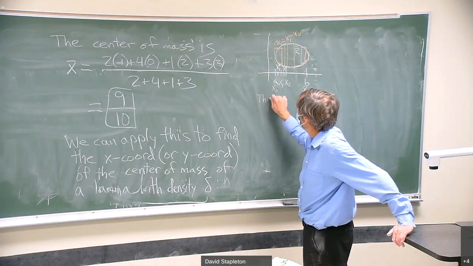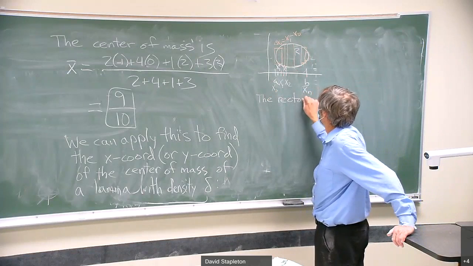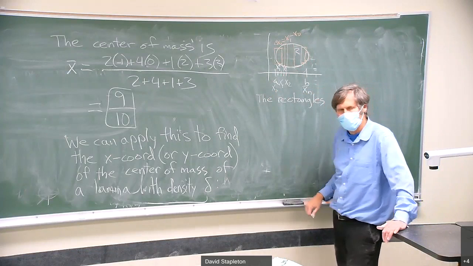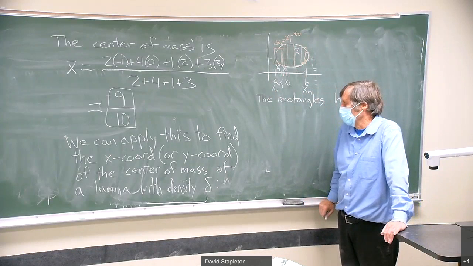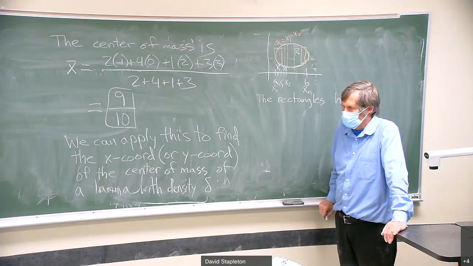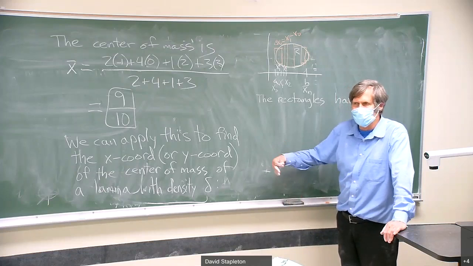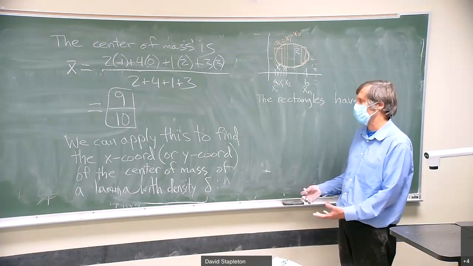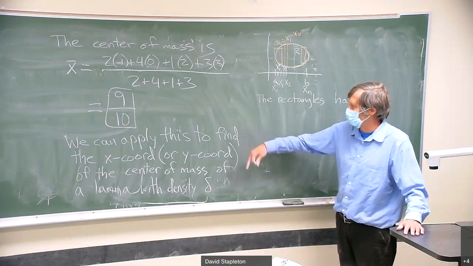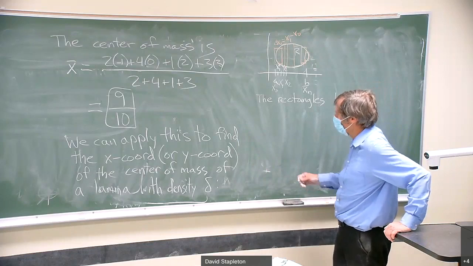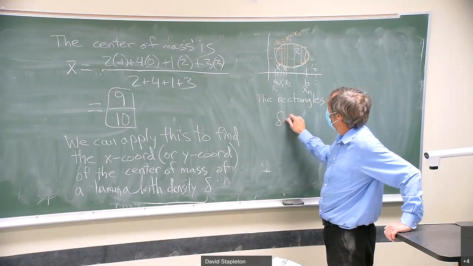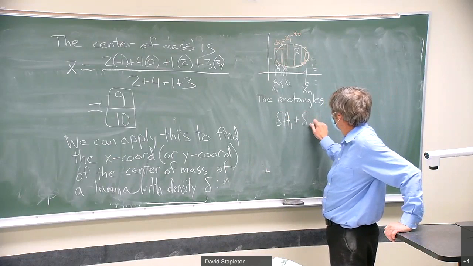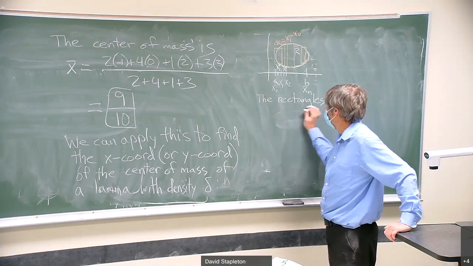The rectangles have, well, what's their mass? This is what a density function does. If you have something of uniform density, you just take the density times the area, and it gives you the mass for 2 dimensions. And in 3 dimensions, it's density times the volume, or in 1 dimension it's density times the length. But in 2 dimensions, it's density times the area. So you take delta times the area of rectangle 1 plus delta, let's put this here.